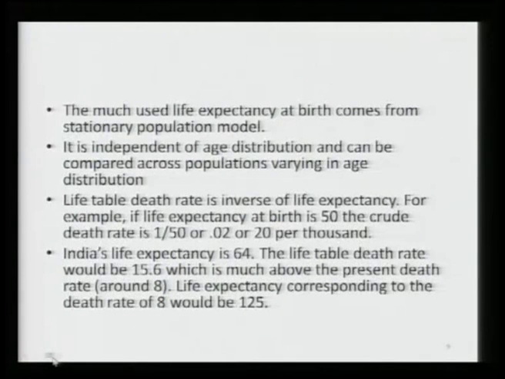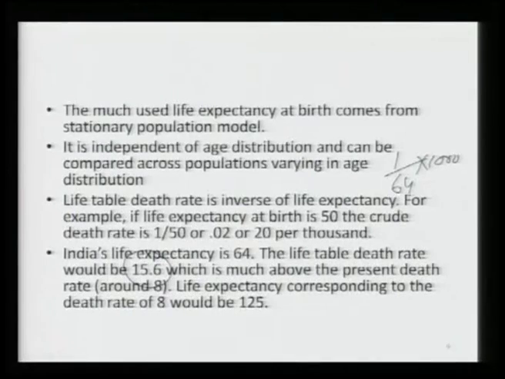So, the life table death rate would be 15.6, means 1 upon 64 multiplied by 1000, if we express crude death rate in per 1000 terms, and that comes out to be 15.6. So, this 15.6 is the life table death rate. Actual death rate of India is around 8. See the difference. Actual death rate of India is 8. Life table or stationary death rate would be 15.6.